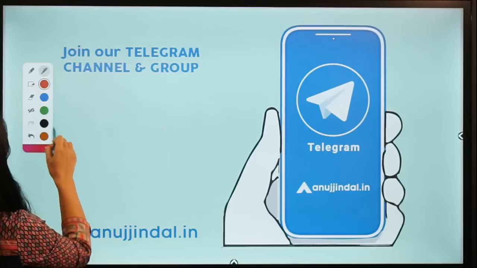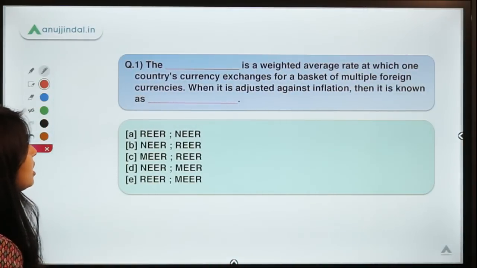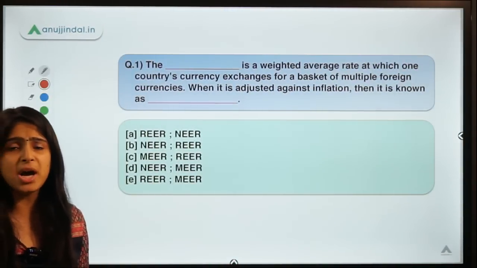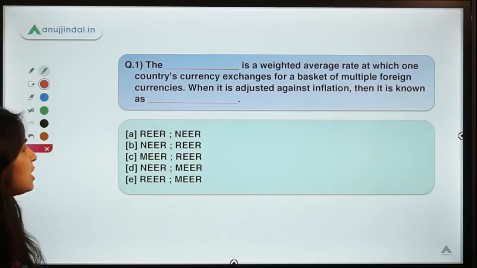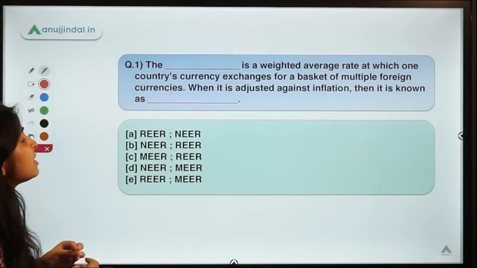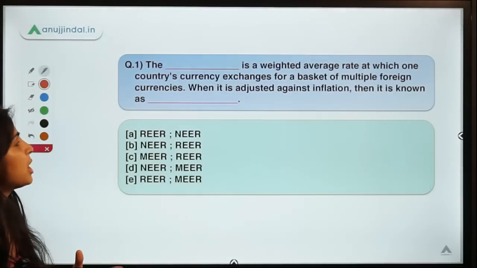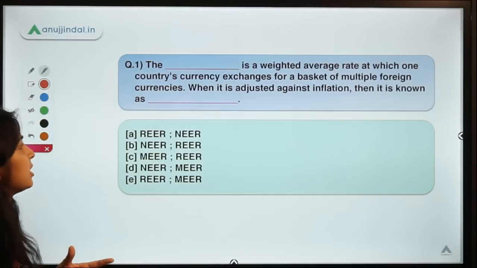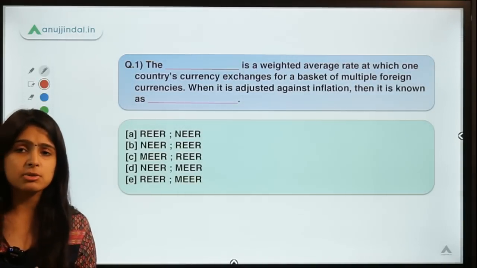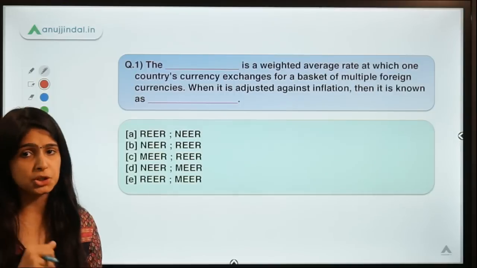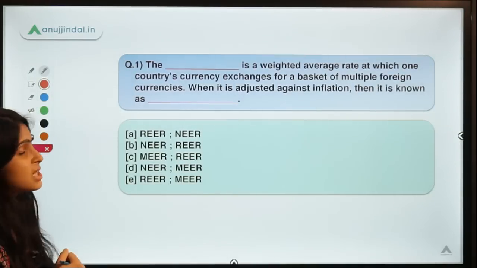So moving ahead to question number one for today. Okay, and here is your question number one. This question says, the dash is a weighted average rate at which one country's currency exchanges for a basket of multiple foreign currencies. And then after that, when it is adjusted against inflation, then it is known as dash, right? So in this question, you have been asked about two terms. Let's see who guesses the answer correctly.